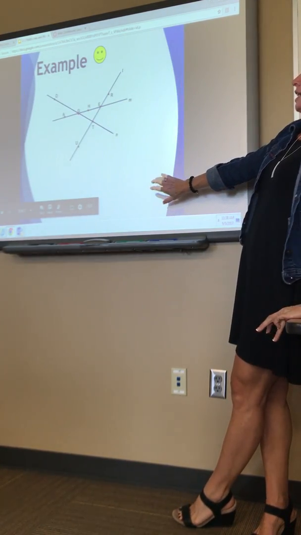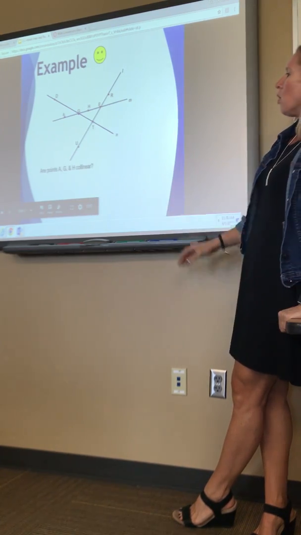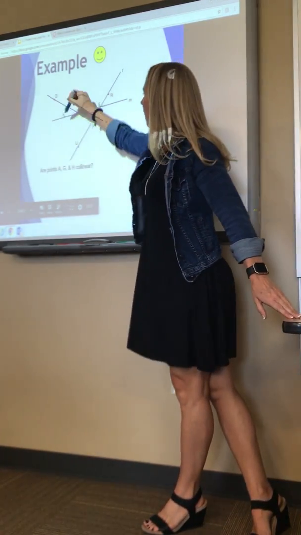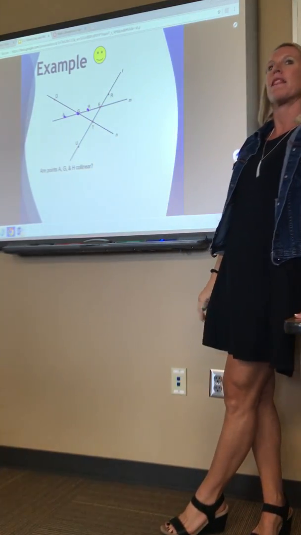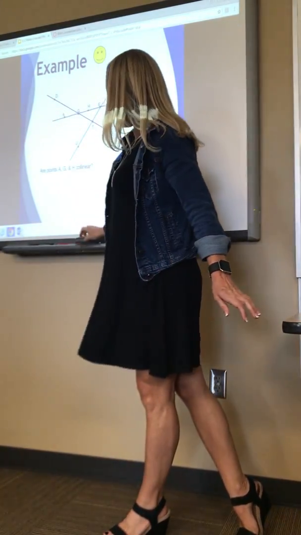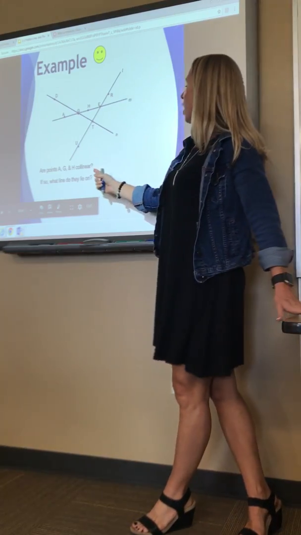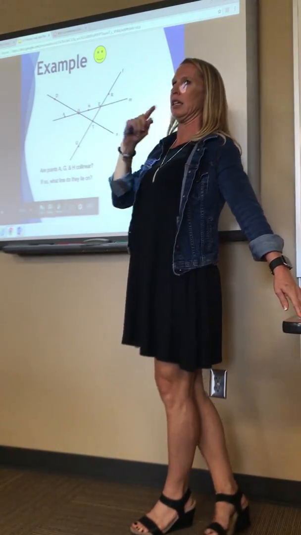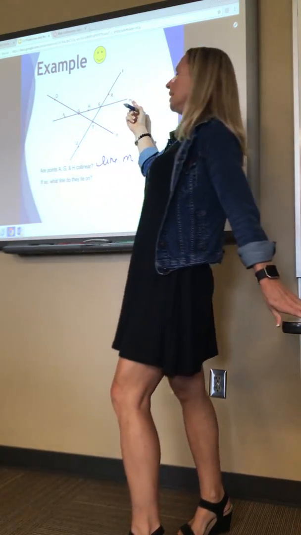Okay, let's look at this example real quick because you're going to have problems like this on your assignment. So, are points A, G, and H collinear? Yes, they're all on the same line. Makes sense. If so, what line do they lie on? I could name it line M. That's an easy way to name it.